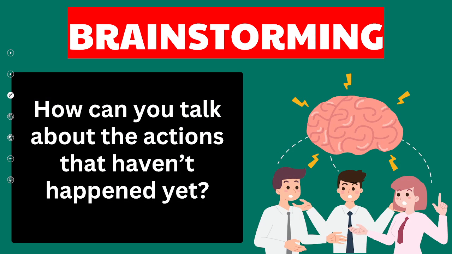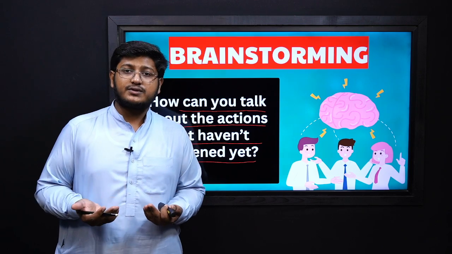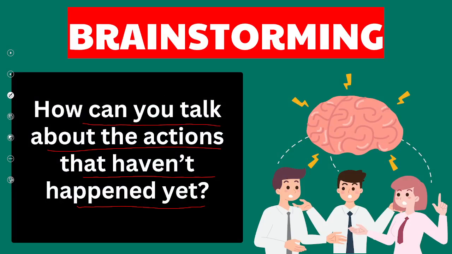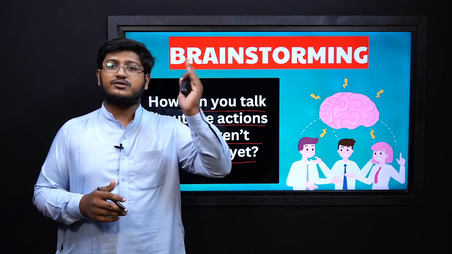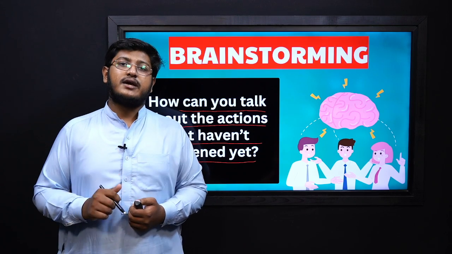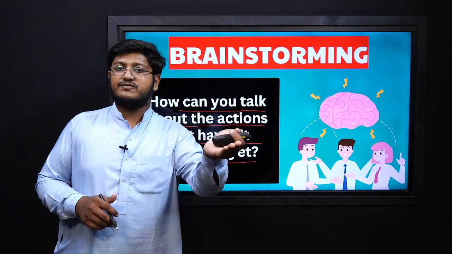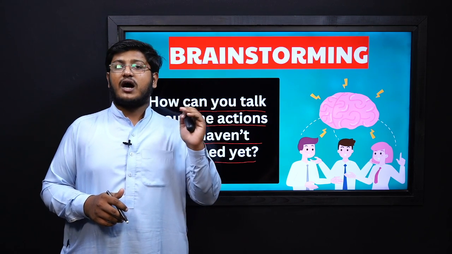Students, how can you talk about actions that haven't happened yet? What will you do to express such types of actions? Can you give the answer? When you have to talk about something which is going to happen in the future and hasn't happened yet, you have to use the future tense, because that thing is going to happen in the future. That's why you use the future tense to express things which haven't happened yet.